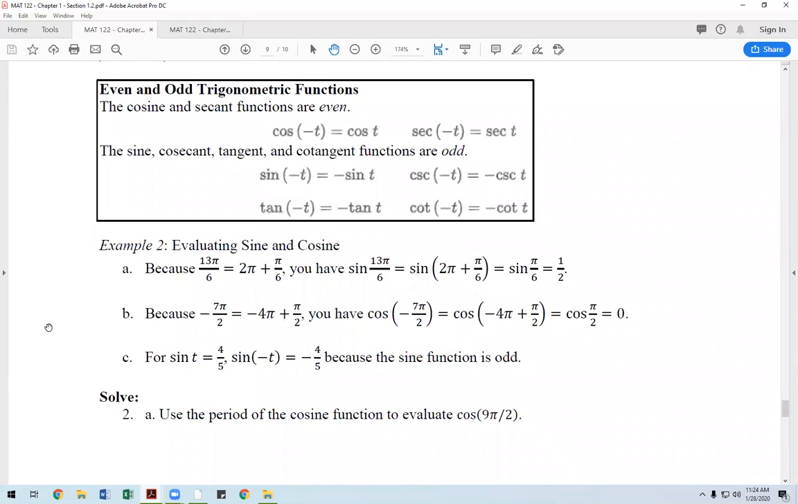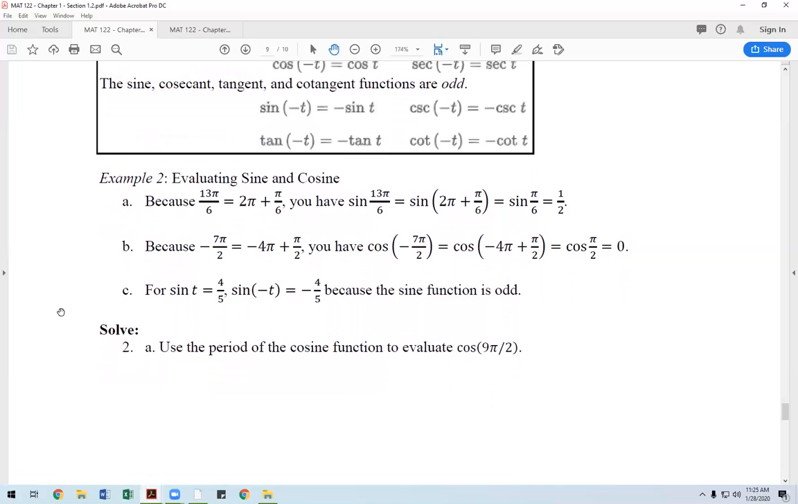So again, remember cosine is an even function. If I put a negative value in, the answer is going to be the same as though it was a positive 7 pi over 2. So here we're talking about cosine at pi halves. Whatever is the value of cosine at pi halves is going to be the same thing at negative 7 pi over 2, because you're just making 2 revolutions in the negative direction. So you're going to end up at pi halves, which is of course at your 90-degree angle. You come back with cosine of 0.